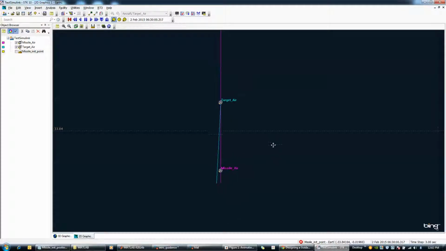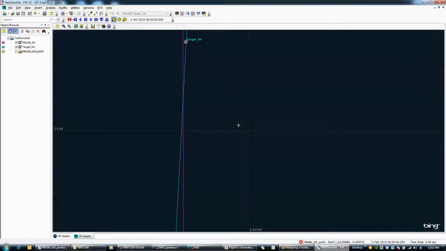So the simulation is continuing. You can see the missile is moving towards the target. One important thing to notice is, even though the missile looks like it's going in a straight line, it is doing the maneuvering for the final targeting towards the aircraft.